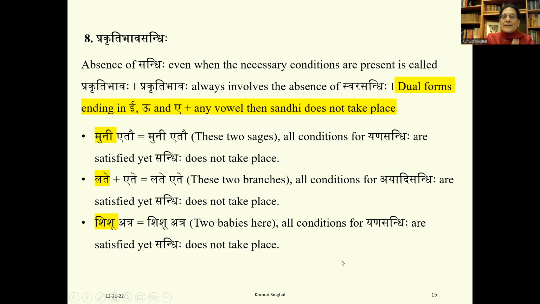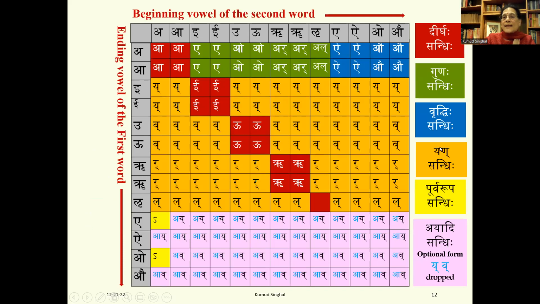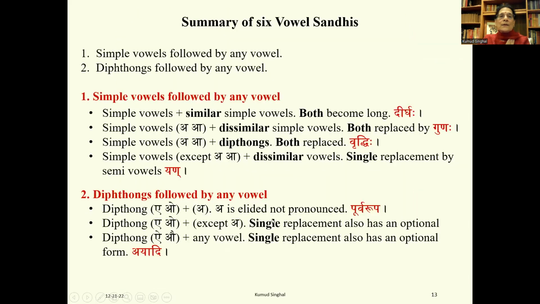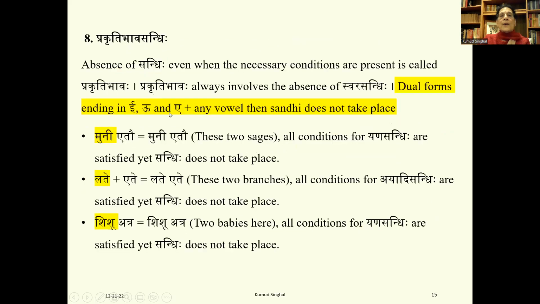So this completes the vowel sandhi. So you have 6 main sandhis, and then you have those 2 exceptional sandhis, these ones, parrupa sandhi and prakriti bhava.